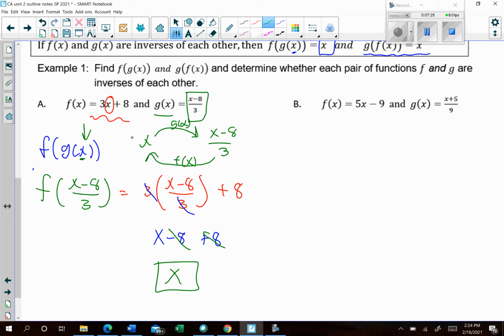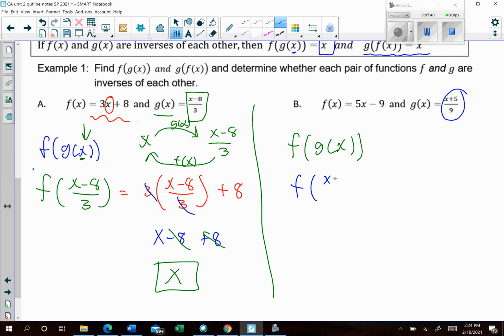Okay, now let's look at part B. We'll do the same thing here. Let's do f of g of x, and we're going to stuff this in there. So f of x plus 5 over 9, and we're going to put that right there. So we're going to have 5 times x plus 5 over 9, and then we have a minus 9 right there.